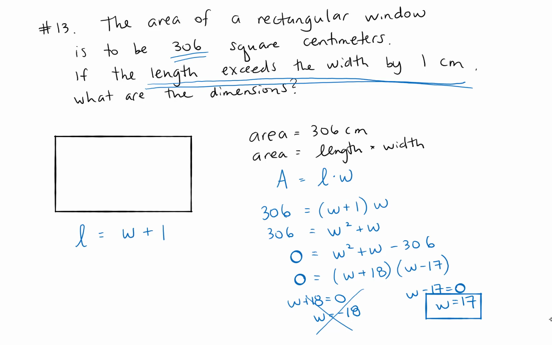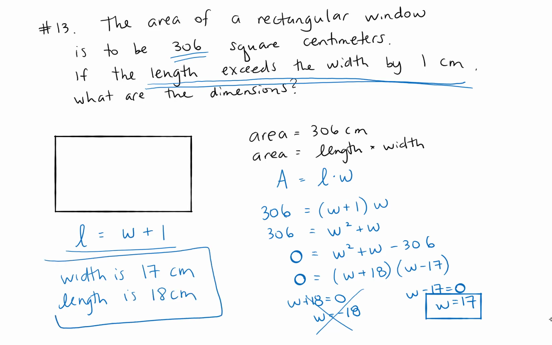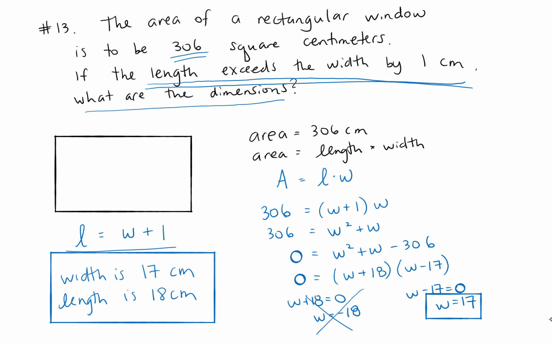And so if my width is 17 centimeters, then also my length, based on this equation up here, would be 18 centimeters. And you do have to answer both, because the question says, what are the dimensions? So you can't just answer w equals. You have to find the width and the length. And make sure that every time you ask a word problem, you want to write down the formulas that you might know.